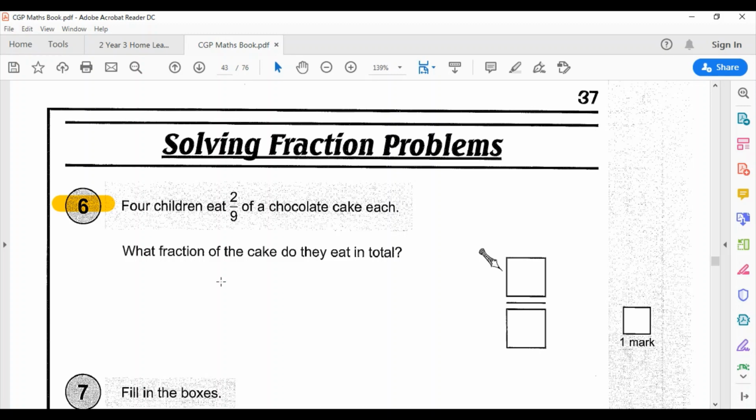But basically, there's 4 children and they each eat 2/9. Okay, so if you have Alice who eats 2/9, you have Florence that eats 2/9, you have Albie that eats 2/9, and you have Harry that eats 2/9 of the cake. If they each have 2/9 each, what fraction of the whole cake is that in total? Okay, so it's just asking you to add up the fractions.